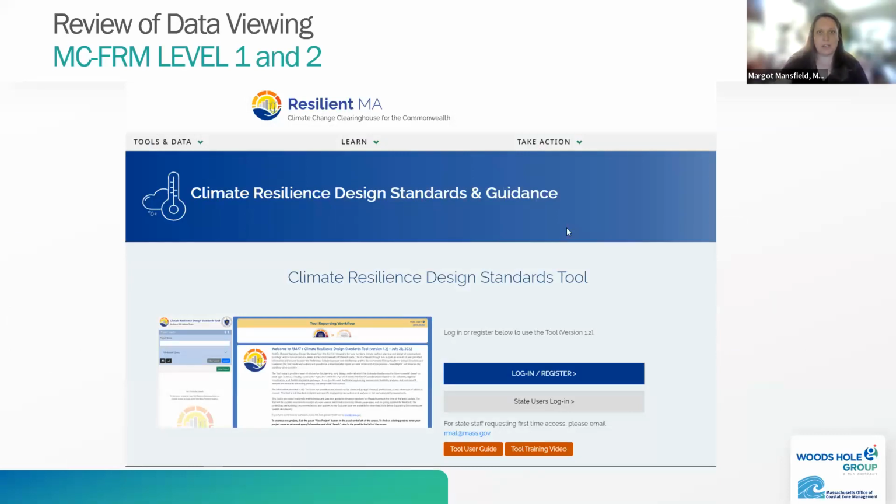So the tool that Kirk was mentioning is the Climate Resilience Design Standards tool, uses both level 1 and level 2 MC-FRM layers. I covered an overview of this tool in training number 2, and there are tool tutorials and guidance documents on the project landing page that I encourage you to review if you want more details. And I do want to remind you that the intent of this tool is to provide information at the project scale and is not intended for community or regional scale analysis. Next slide.